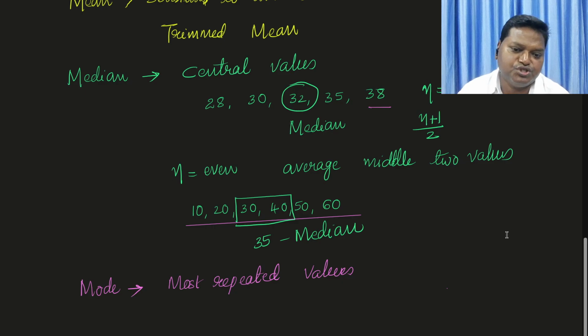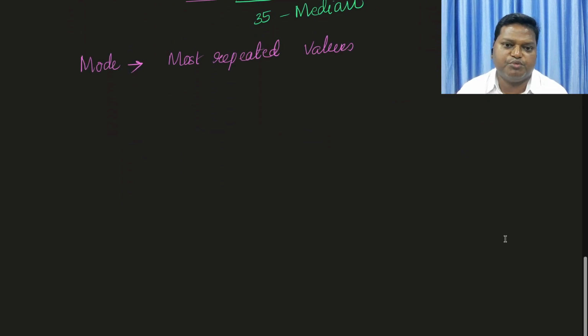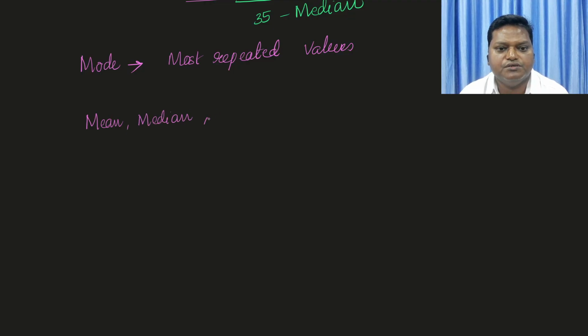So three values, three statistical properties to describe the data: mean, median, and mode. The three things that we have seen.